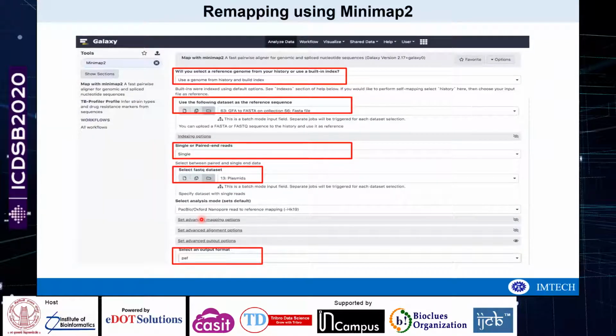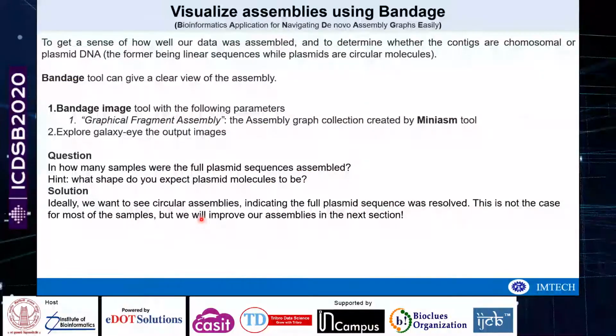And here are the steps: Minimap2, which we are using with the GFA to FASTA format conversion. We are giving it as input, and then the plasmids where the samples are present. There is a tool for visualizing assemblies, a bioinformatics application for navigating de novo assembly graphs easily.